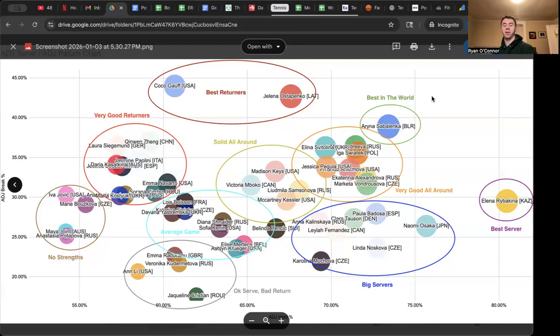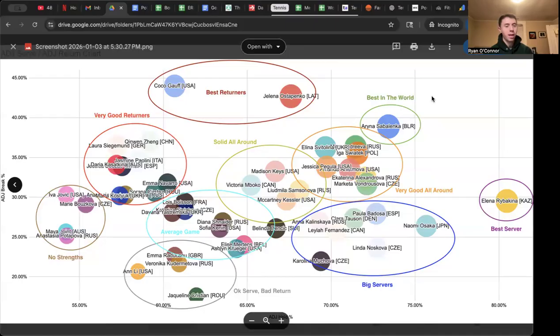Underneath them, you have the okay serve, bad return group, where they just are not breaking and their serves are just okay. They're not completely to the left, but they're not to the right where you want to be either. Like Raducanu, Kudermetova, Christian, and Lee.